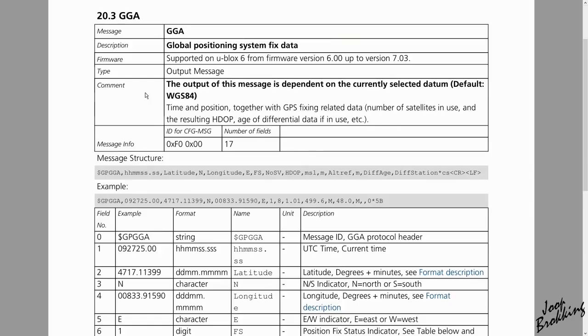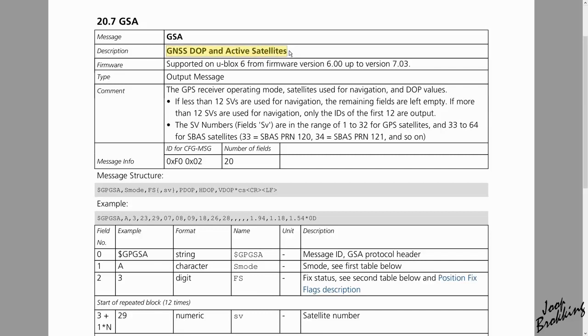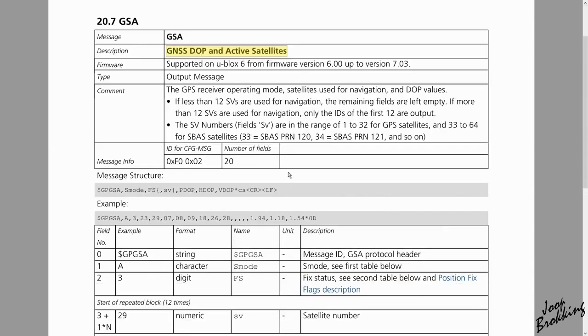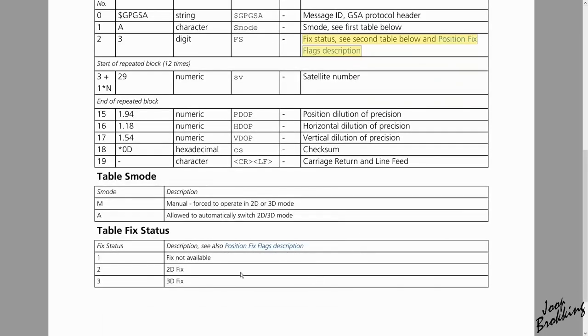For now, we will only focus on two lines, the Global Positioning System Fixed Data, or GGA, and the GNSS DOP and Active Satellites, or GSA. The GGA line holds the latitude and longitude information and the number of satellites that are used to calculate the information. The GSA line holds the fix type. As you can see, we have a two-dimensional fix and a three-dimensional fix, where a three-dimensional fix is preferred. This is a good indicator of the quality of the latitude and longitude values.